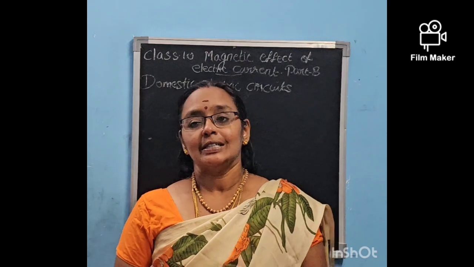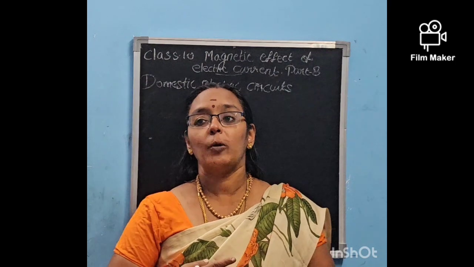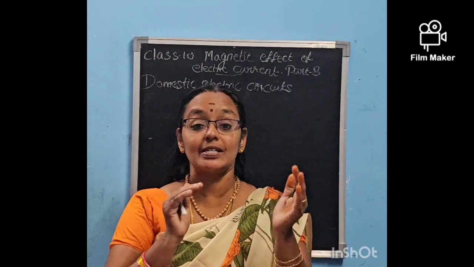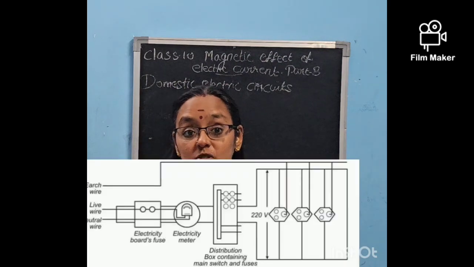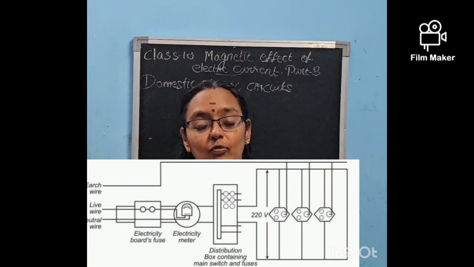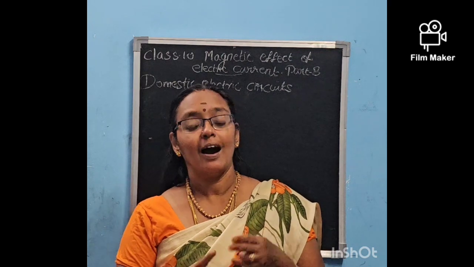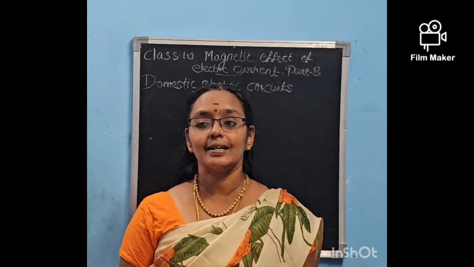Okay. Then, what is the potential difference which is maintained? The potential difference, that is the voltage which is entering our home, is 220 volt. That is, the potential difference which is maintained is 220 volt. Thus electricity with 220 volt and 50 Hz enters inside our home.